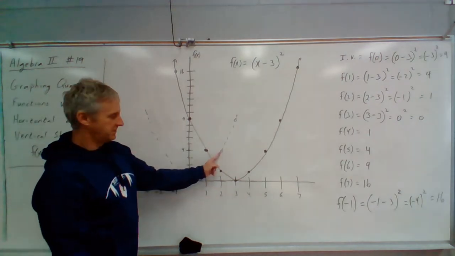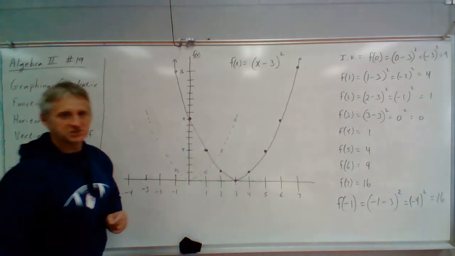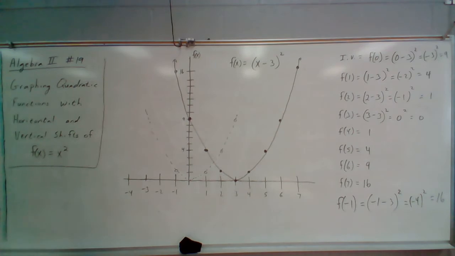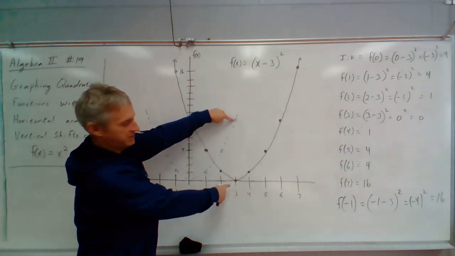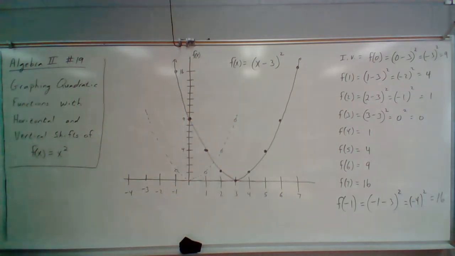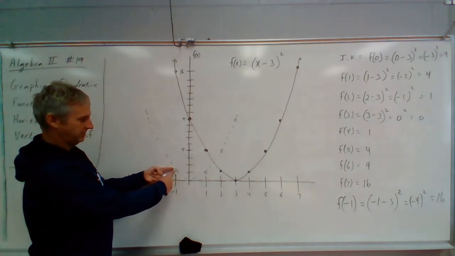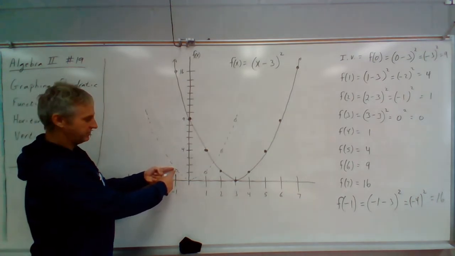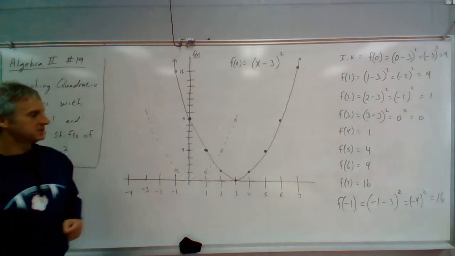This point was at 2, 4. Now it's at 5, 4. So it got shifted 3 units to the right. This point was 3, 9. And now it's 6, 9. So it got shifted 3 units to the right. This point was at negative 1, 1. If you shift it 3 units to the right, 1, 2, 3, you get this point, and so on.